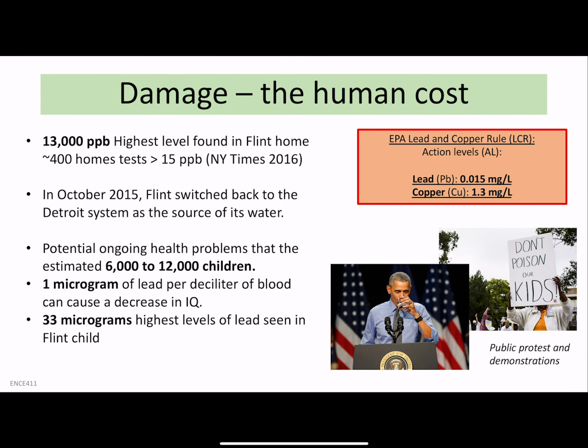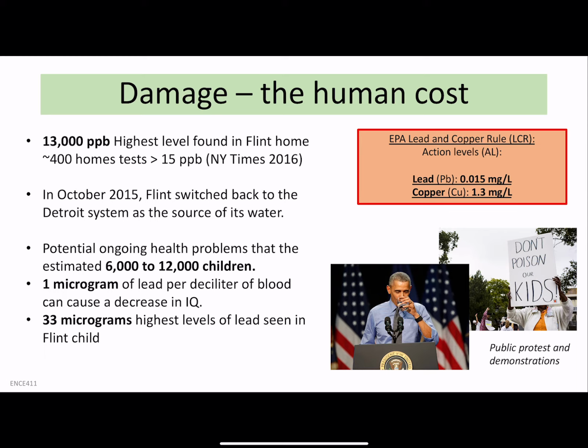And let's talk a little about the cost. You have watched the videos. They talk about damage to human health and also economic damage. So the EPA, after problems with metals in drinking water, established the Lead and Copper Rule. This is the safety concentration of lead and copper in drinking water distribution systems. The concentration of lead that we can have in our water distribution system is 0.015 milligrams per liter. This is 15 ppb, the ppb that we talked about before. So this is the safe concentration.